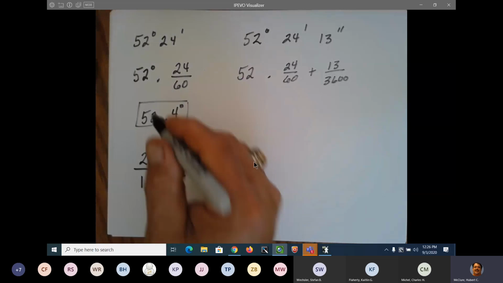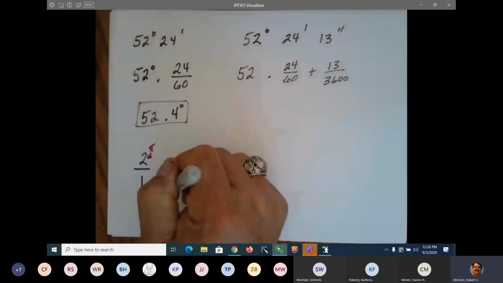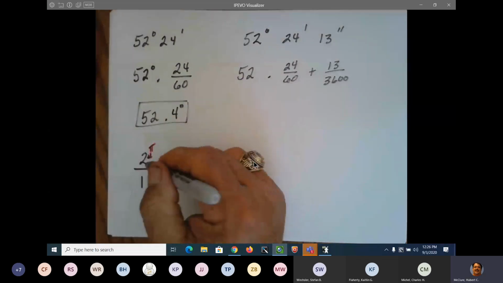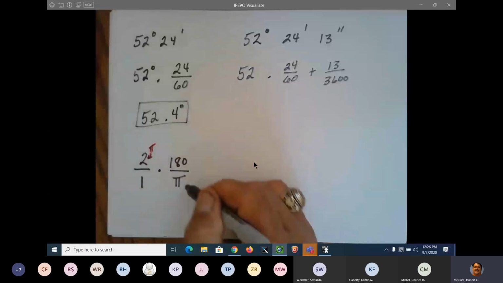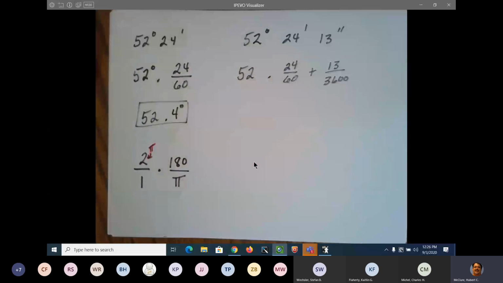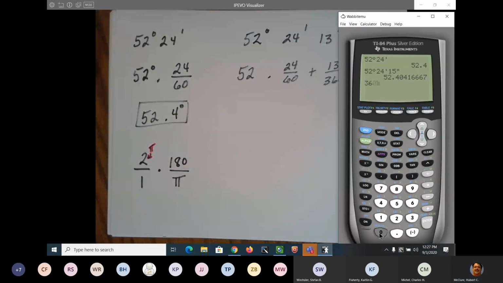Now, technically, if you broke this up, the pi's would cancel. But since it's not there, since it's inside the 2, we're just going to use it as 3.14 and get the answer. So that would be 2 times 180 is 360, divided by pi. And that's 114.59 degrees. I don't know if it wants it in.